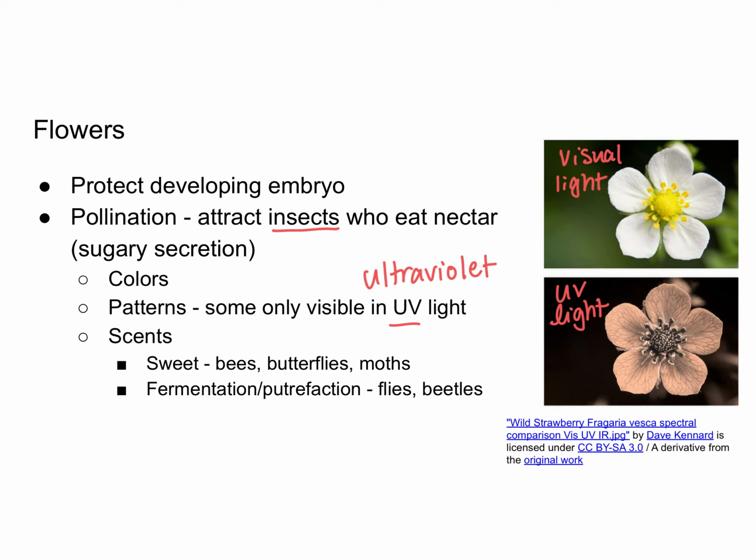Different flowers also give off different scents, and different insects are evolved to be attracted to different scents. So things like bees, butterflies, and moths are attracted to sweet smelling flowers. And then things like flies and beetles are actually attracted to flowers that smell like they're fermenting, so a rotting, alcoholic smell, or putrefaction. So basically, something that smells like death.